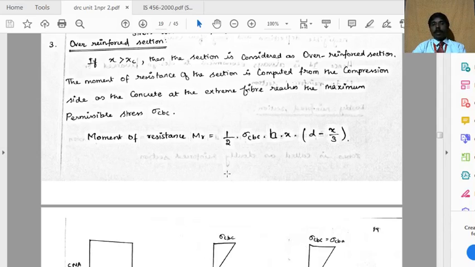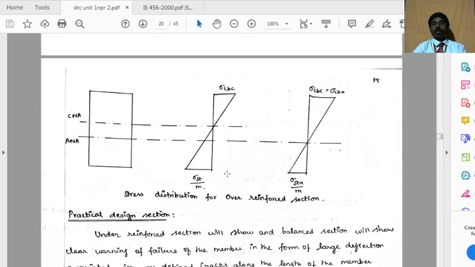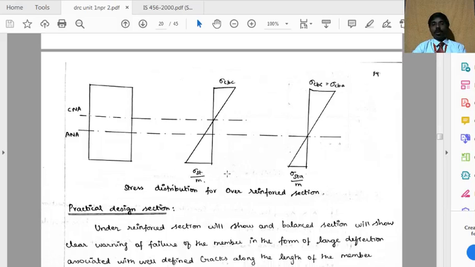The moment of resistance MR is equal to 1 by 2 sigma CBC B into X into (D minus X by 3). So this is the stress block diagram for the over-reinforced section. Here the actual neutral axis will be marked below the critical neutral axis.